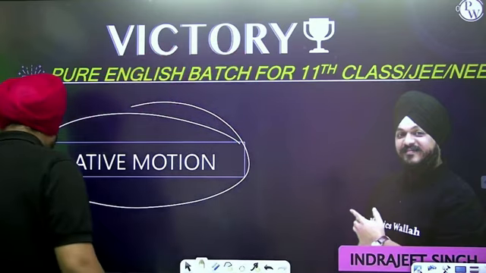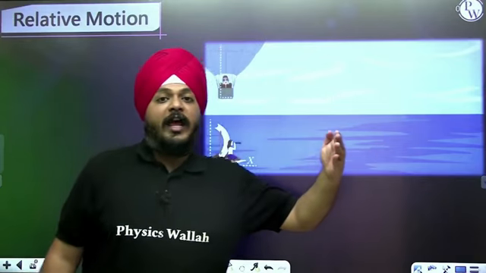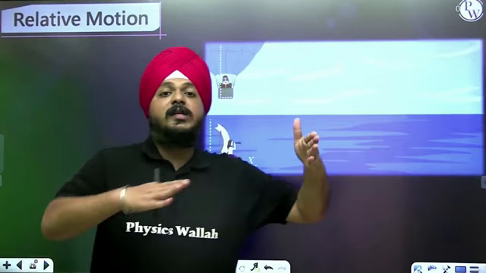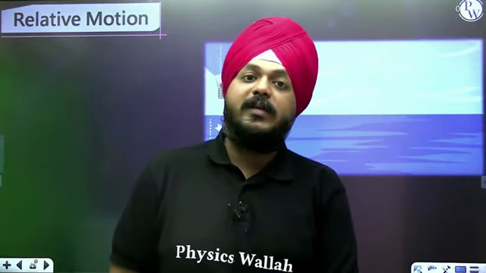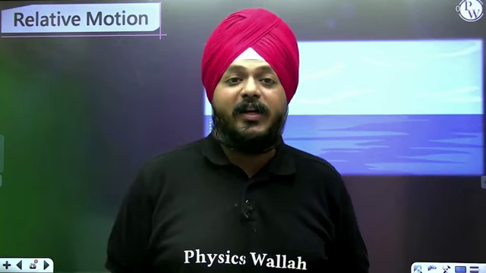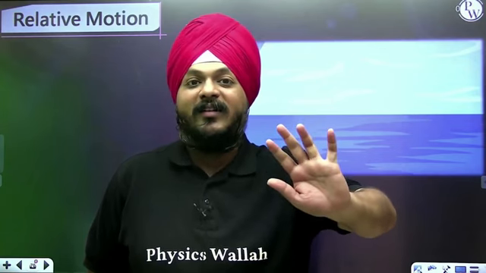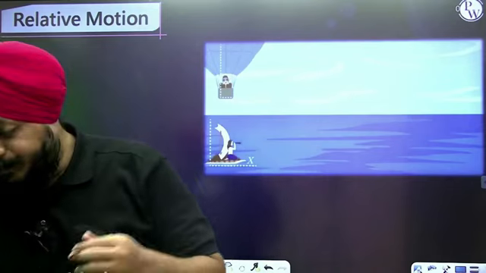So what does relative motion state? Motion of an object with respect to multiple observers is the relative motion. Right now we are going to see this relative motion in 1D in a very simplified form. Again, it is going to come back in the next session about relative 2D.